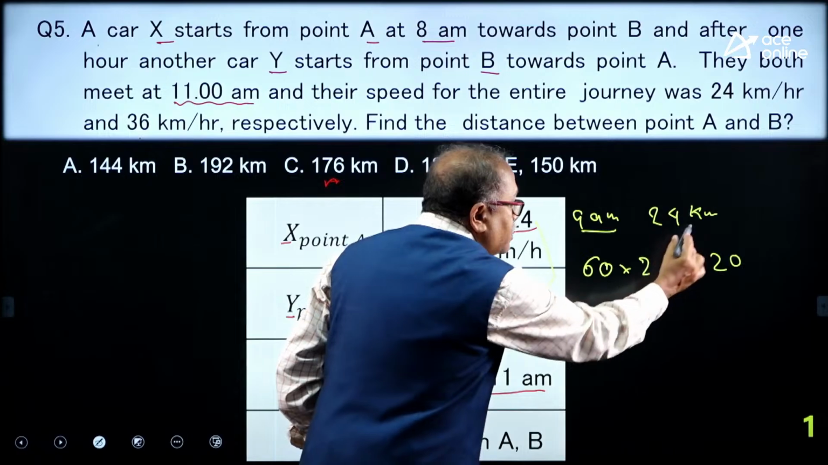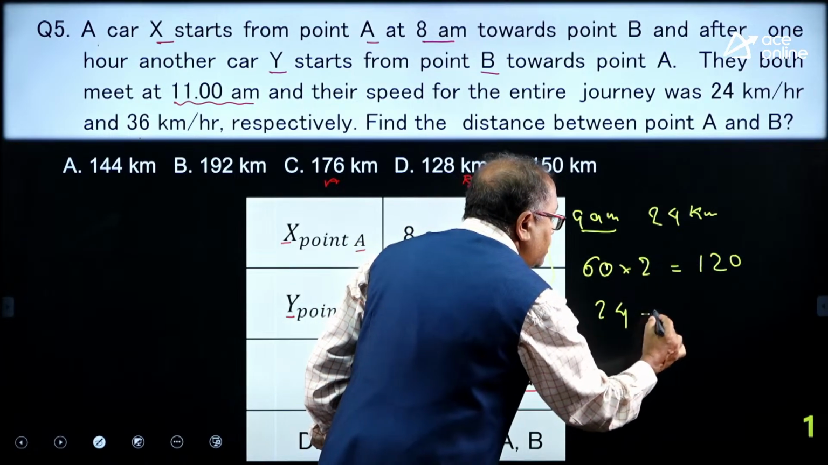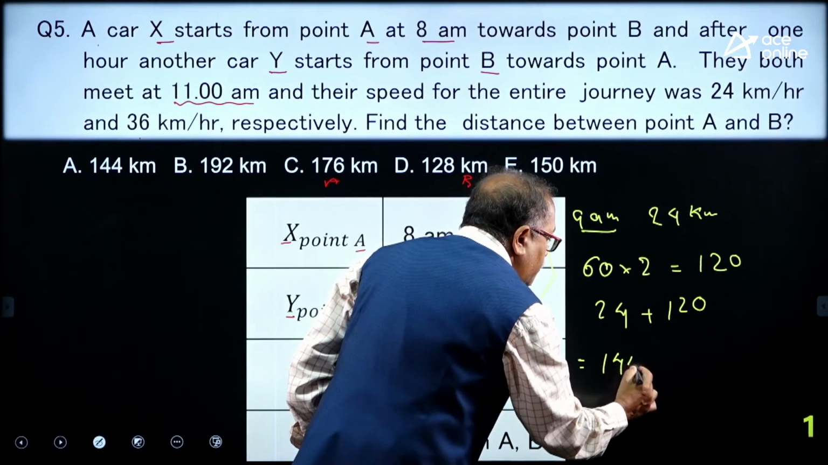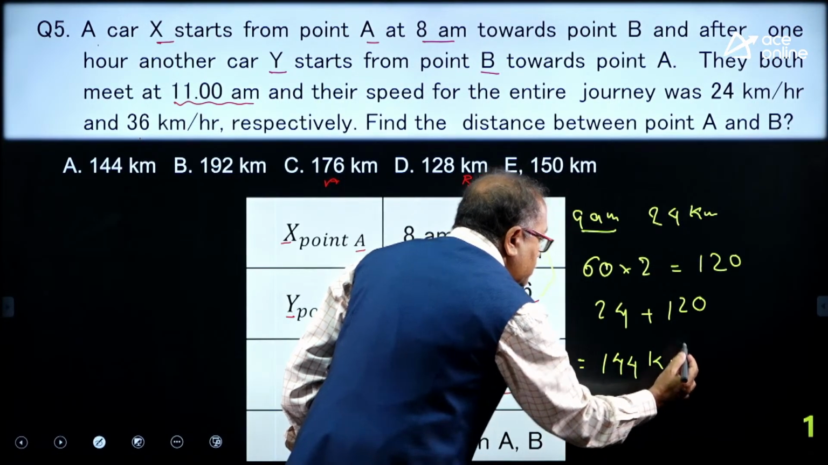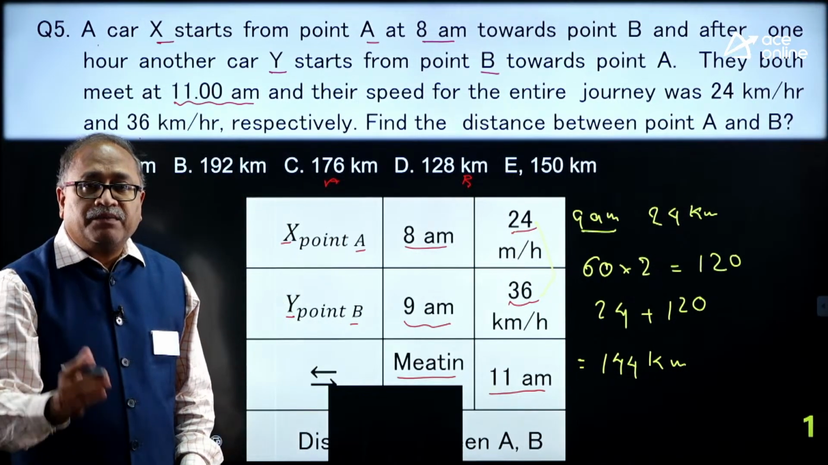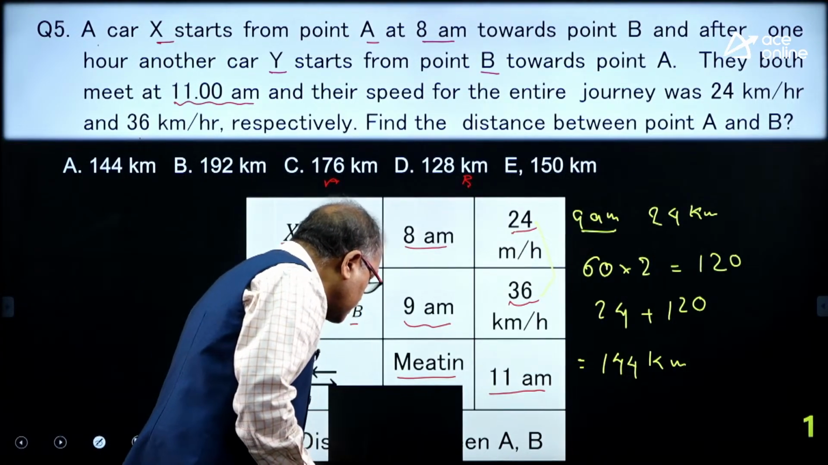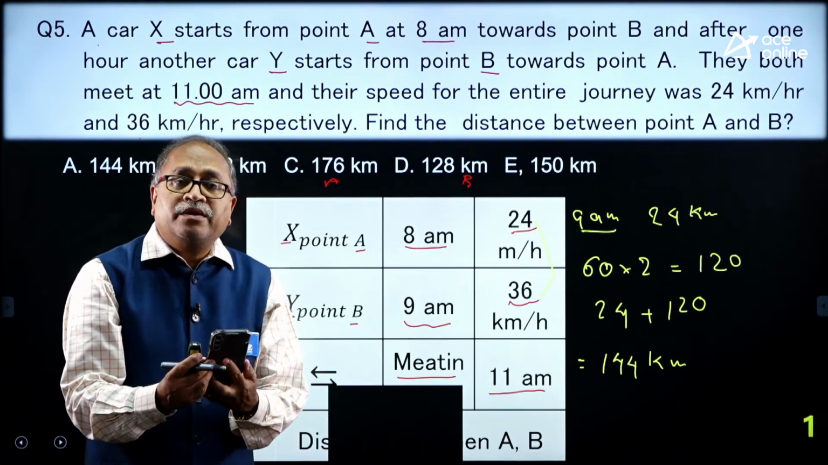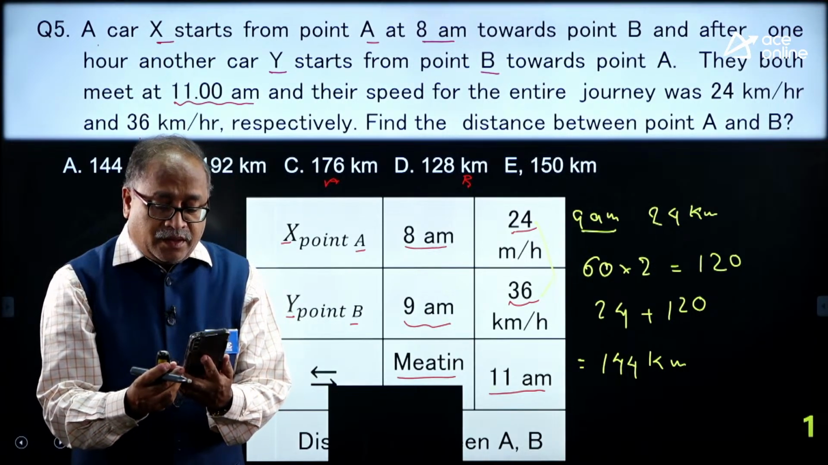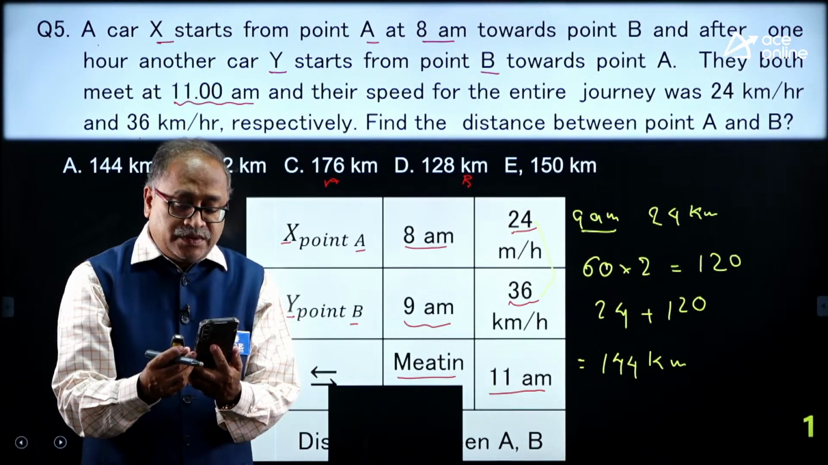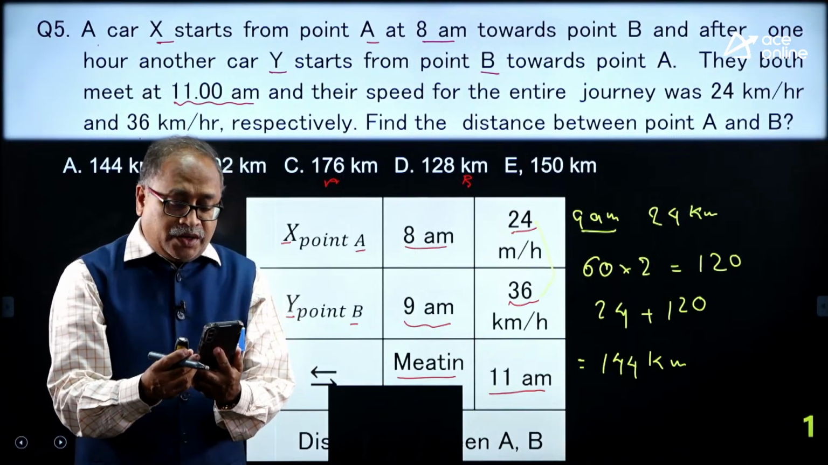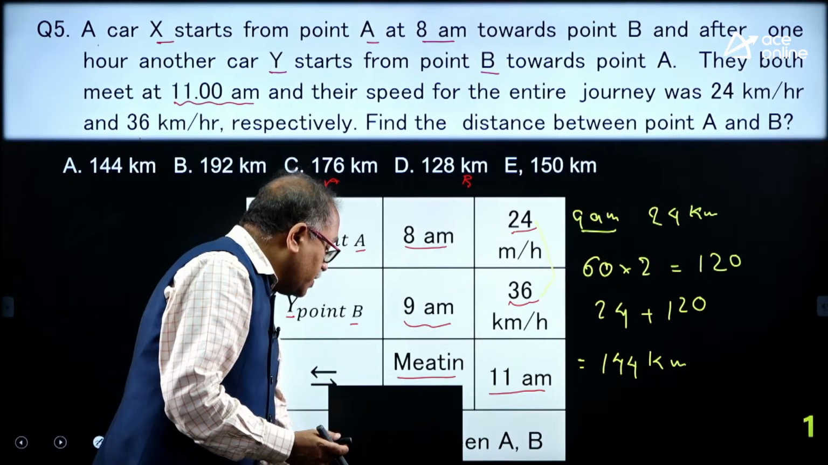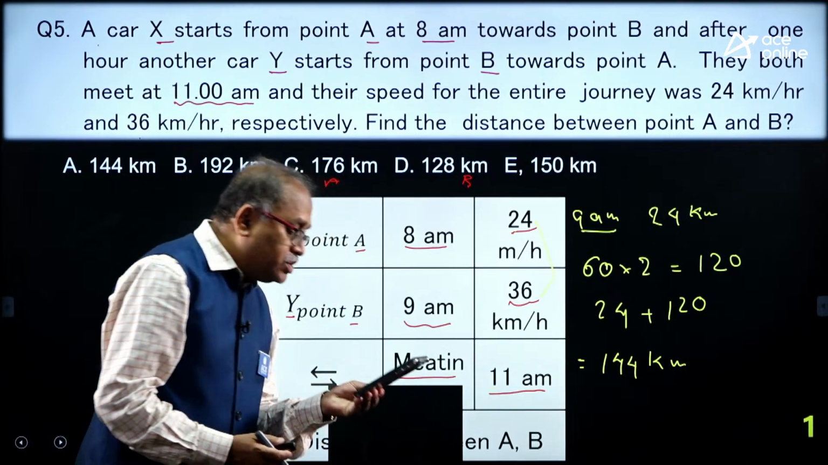So, what is the distance between A to B? A to B will be initial 24 kilometer plus another 120 kilometer, that comes 144 kilometer is the distance between A and B. Anyone answered it? Is it clear? Is this clear, my dear friends? Okay. 144 kilometer. Okay, fine. Hope everyone understood it.